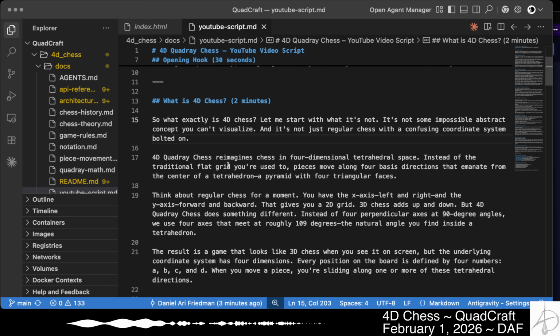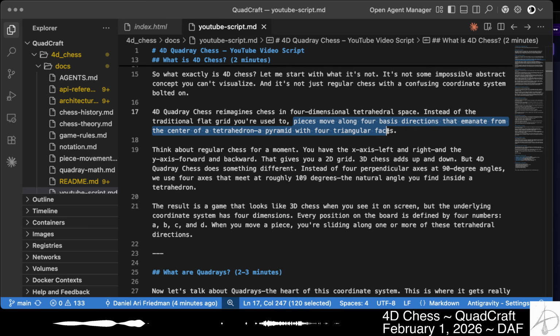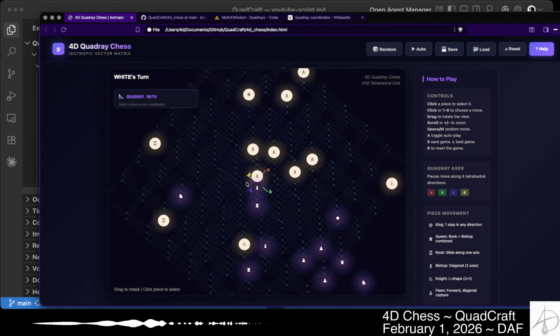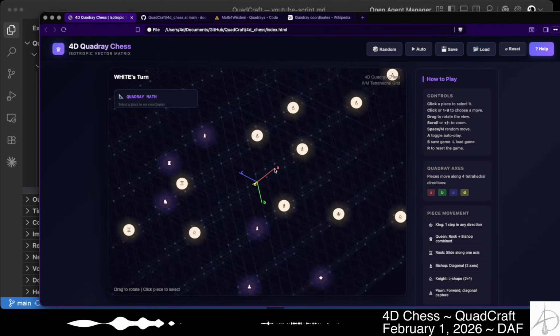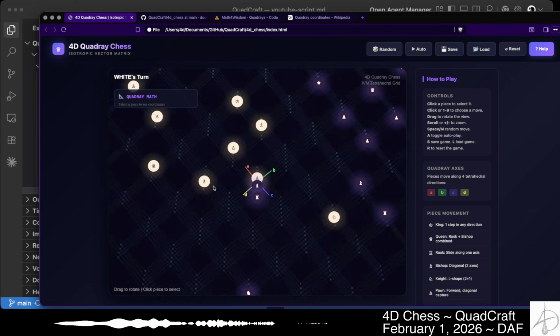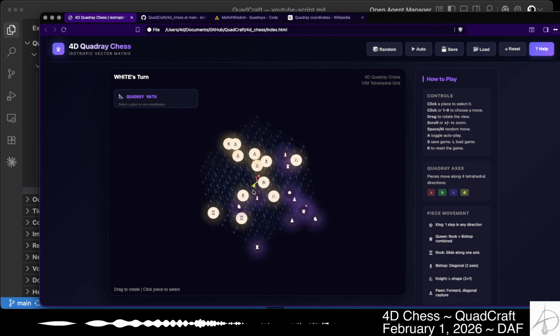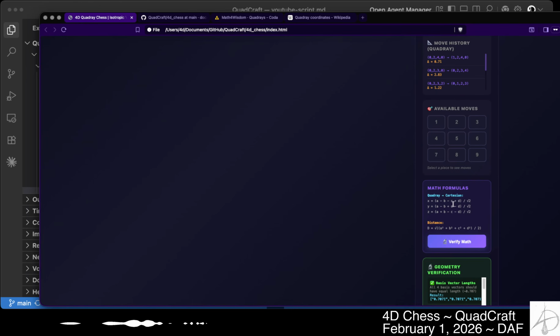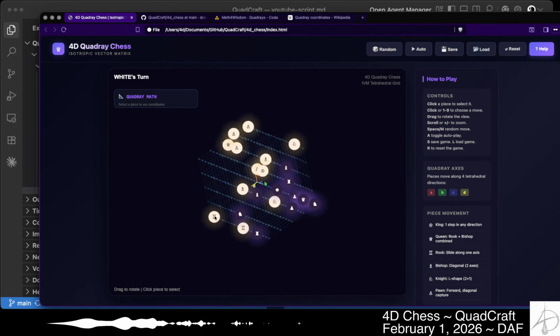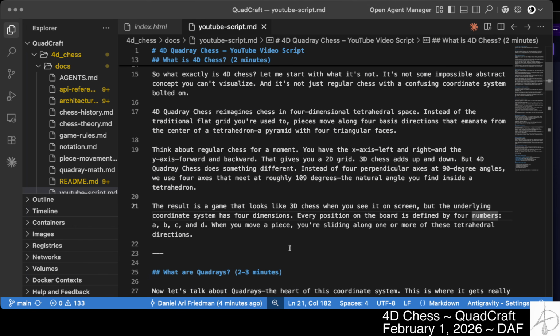Instead of the traditional flat grid you're used to, pieces move along four basis directions that emanate from the center of a tetrahedron, a pyramid made up of four faces. And here's those four directions of the quadray in the center, and every point in this space is going to have four values, A, B, C, and D. That's what's going to make it four-dimensional, is the fact that we can move along four axes.